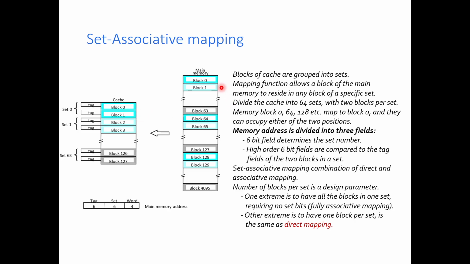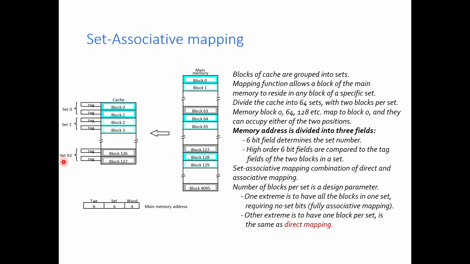For example, if you want to place block 64 in this cache memory, apply 64 modulo 63. Here we get 1. So we can place block 64 in set 1. In set 1 we keep it in either block 2 or 3. Here the main memory address will be like this: for finding a particular word in the block, 4 bits.